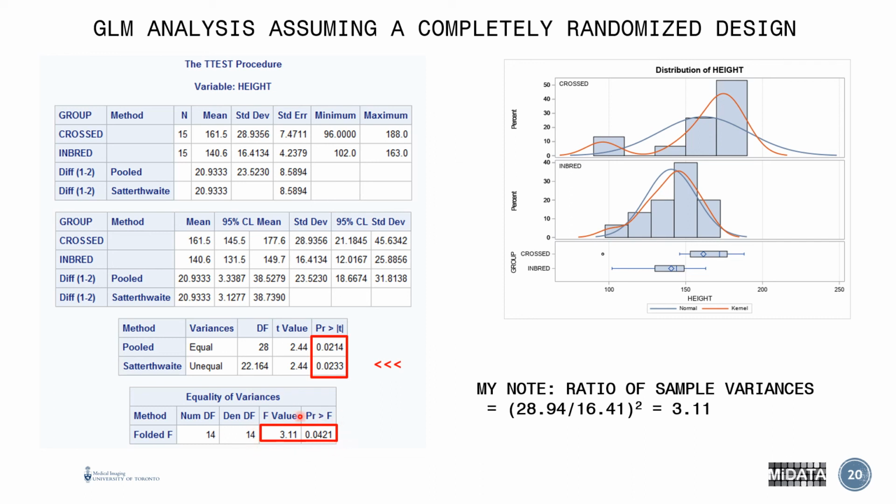Now, interestingly, what we'll also do is we'll keep scrolling down, and we see under equality of variances that the p-value is significant down here too, which means that when we tested for the equality of variances, we found a significant difference, which means that the variances are different. And if that's the case, we need to use the Satterthwaite test and not the pooled variance test. So this is the p-value you would report, 0.0233.